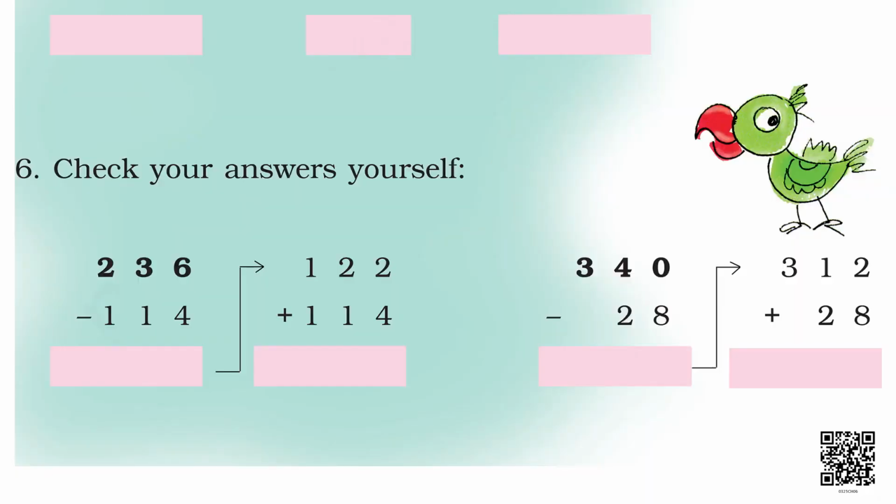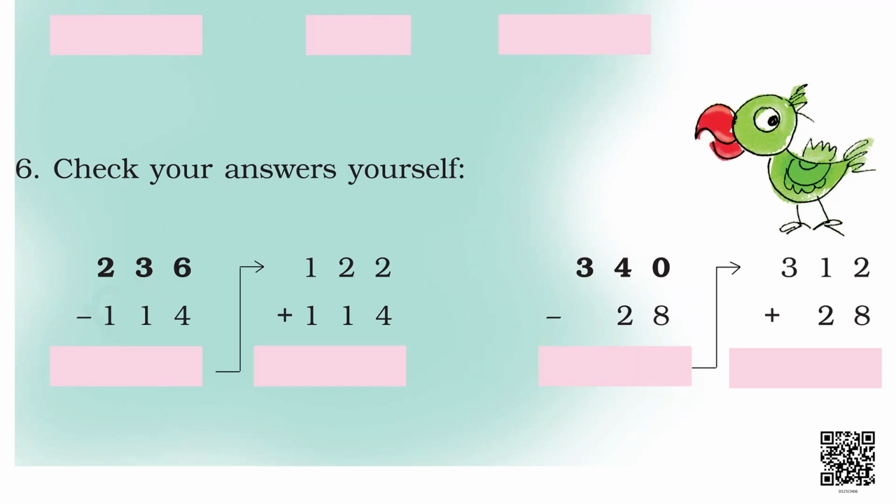So let us perform the first question, that is 236 minus 114. For this we will write 2 in hundreds place, 3 in tens place, 6 in ones place, and below it we will write 1 in hundreds place, 1 in tens place, and 4 in ones place, and then we will subtract them.